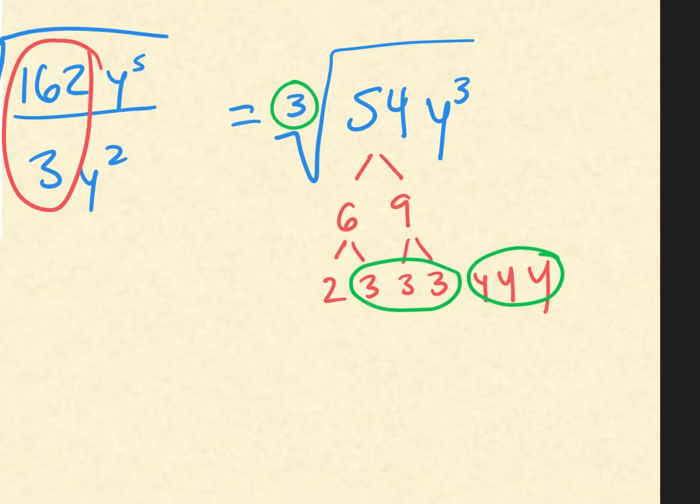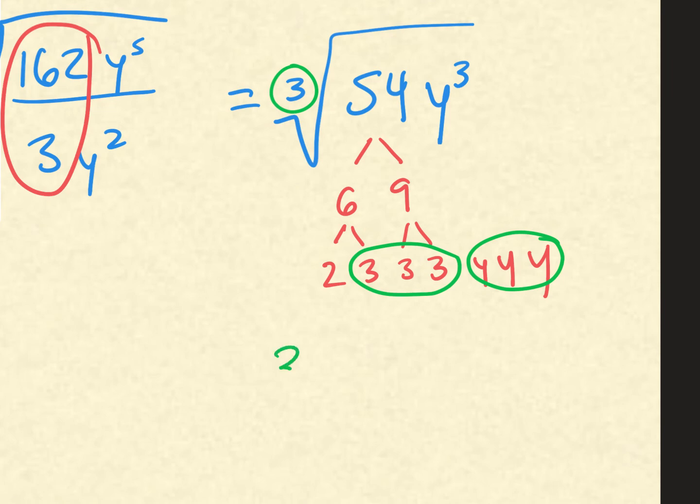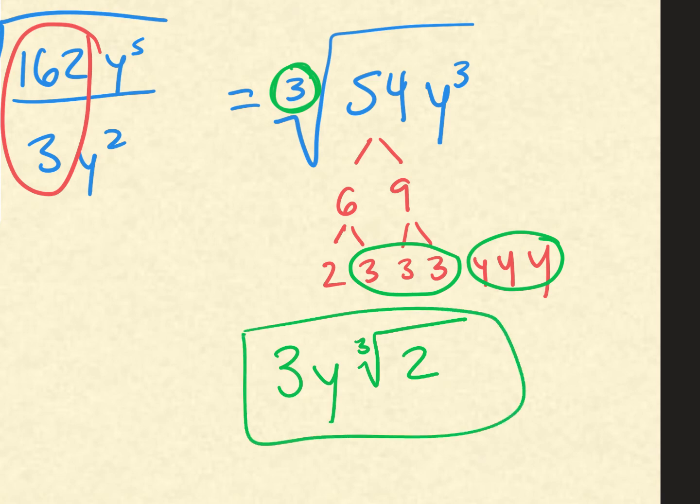So what comes to the outside? And what stays on the inside? 2. And then since my index was the cubed, I keep the same index. So I just write that on the inside also. Or on the outside, but on your radical. The 3 goes on the outside of the radical.